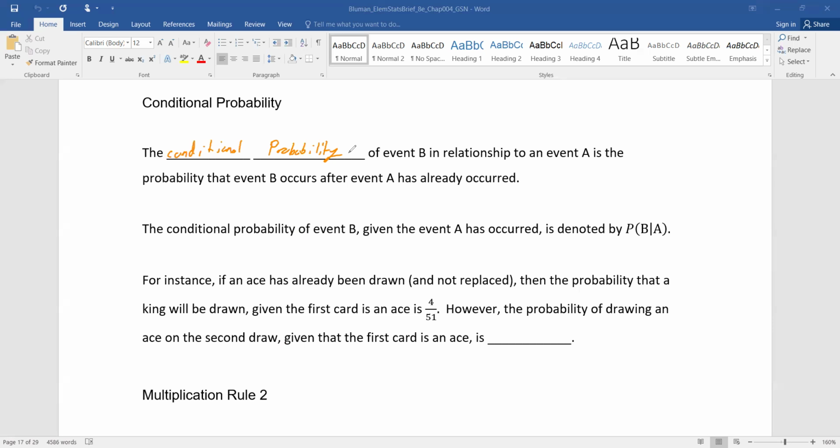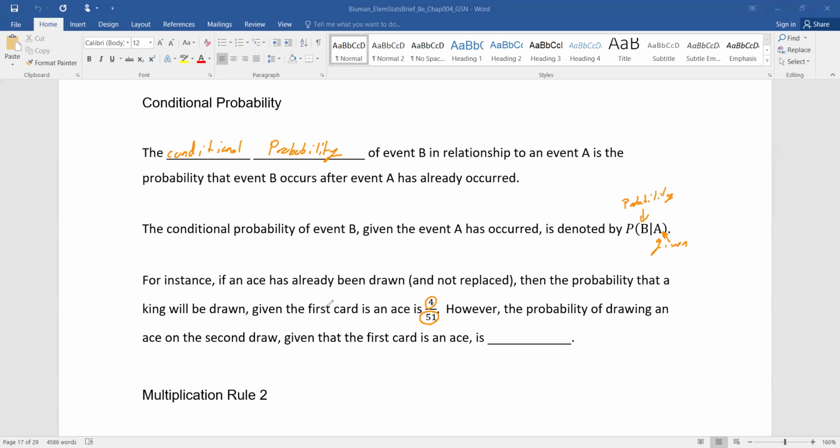So the conditional probability of event B, given that event A has occurred, is denoted by this. So what's the probability of this, given this? So this is the probability you're looking for, but with the fact that the first event did occur. So for instance, if an ace has already been drawn and not replaced, then the probability that a king will be drawn, given that the first card is an ace, will be 4 out of 51. Basically, knowing that the ace was already drawn, that means I now only have 51 cards to choose from. And then I have 4 kings.